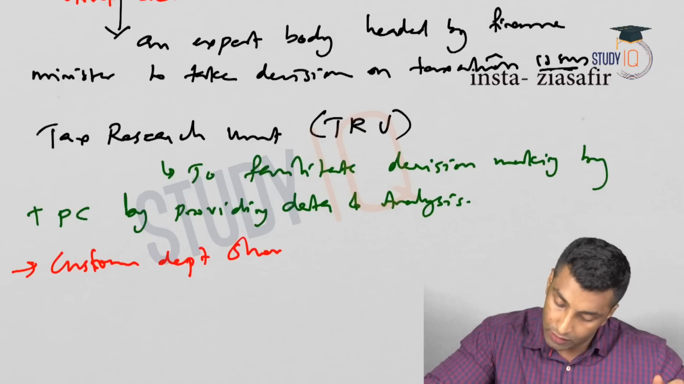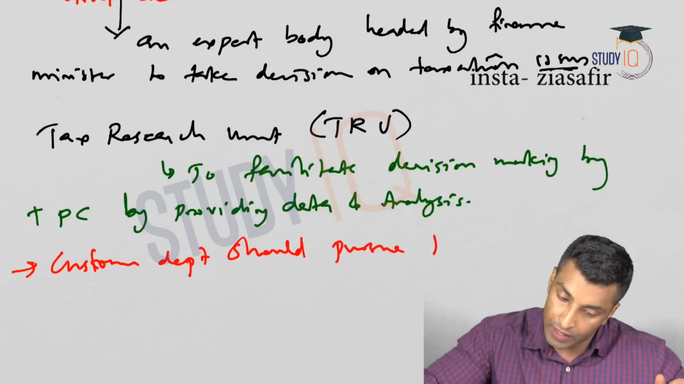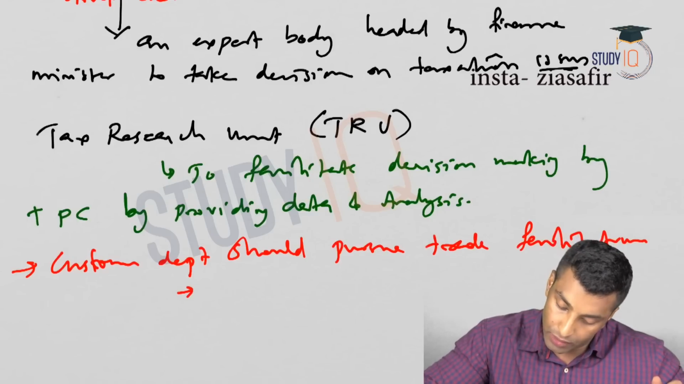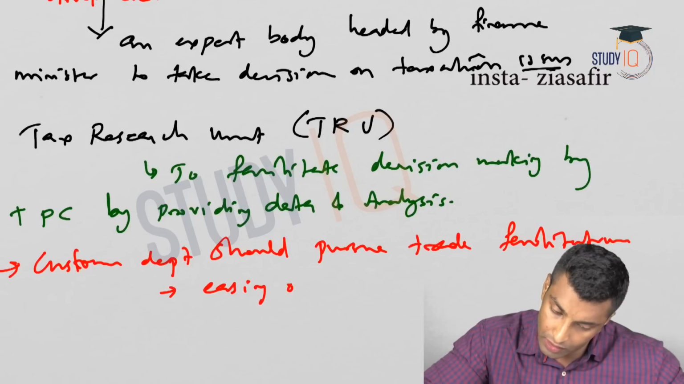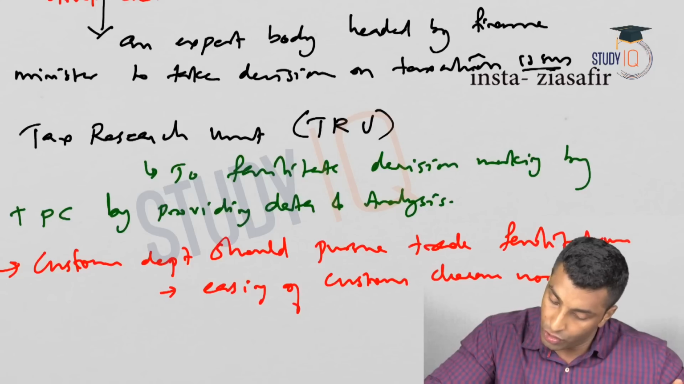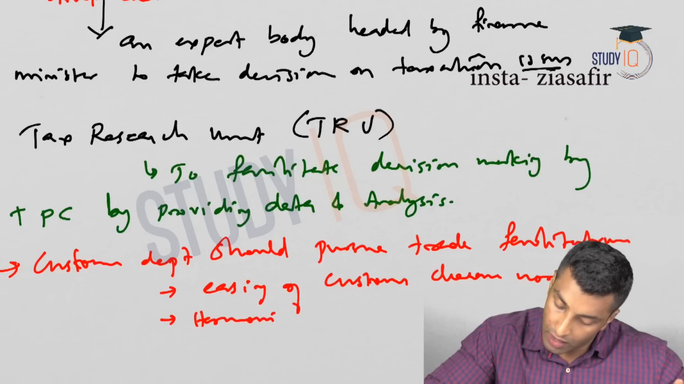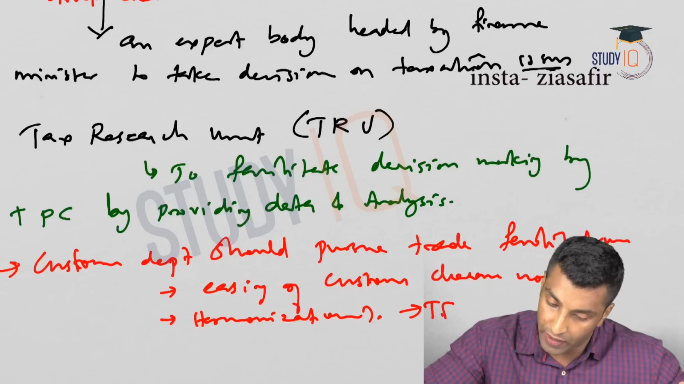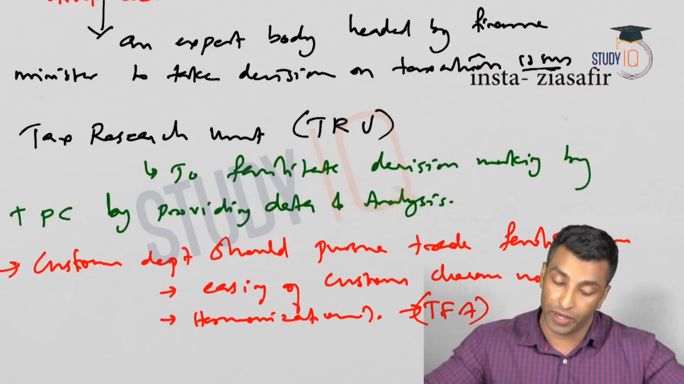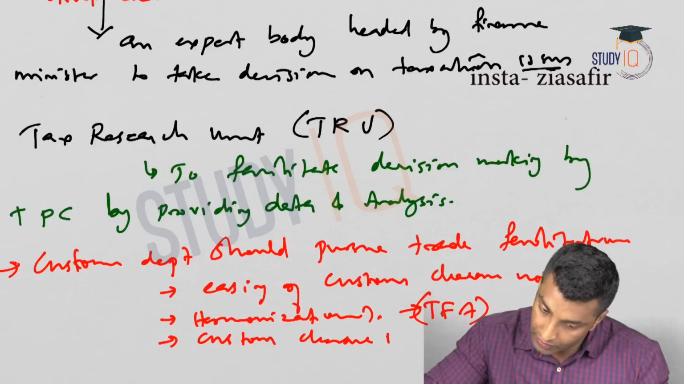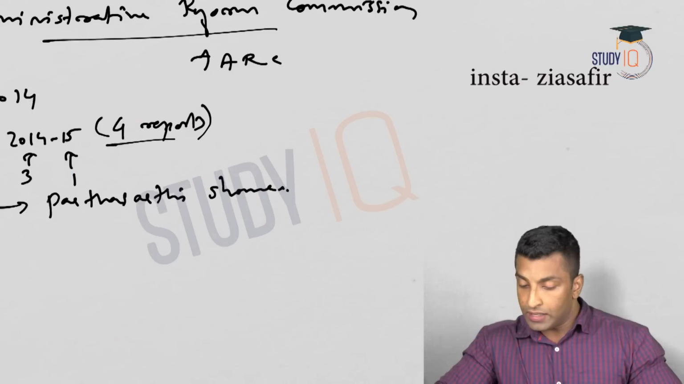Okay, the next point, the customs department should pursue trade facilitation. Under which you have easing of custom clearance norms. Second one, harmonization. See, it is actually as per international agreements. Even in the TFA, Trade Facilitation Agreement, we are talking about it. Then third one, custom clearance infrastructure including ICT. So these are the recommendations.